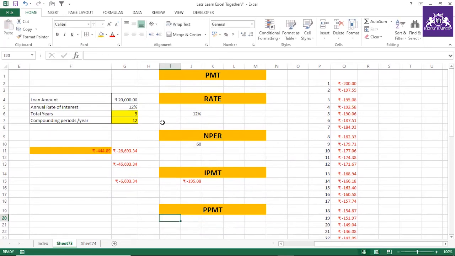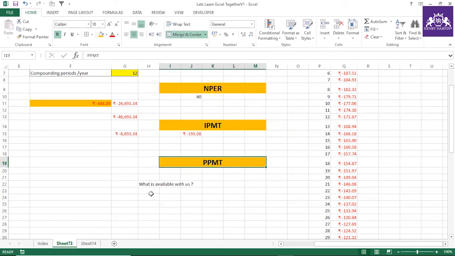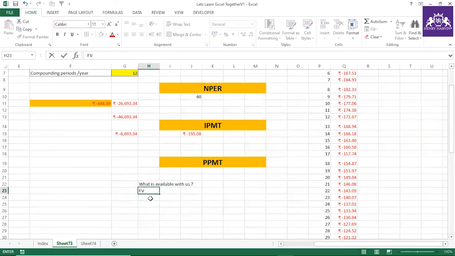If we talk about the PPMT function, why are we calculating PPMT, the principal value? Because we have the full value. So if we have to calculate PPMT, what is available with us? Understand. Of course, we should have the full value. Very good. We should have the rate of interest, and per year.